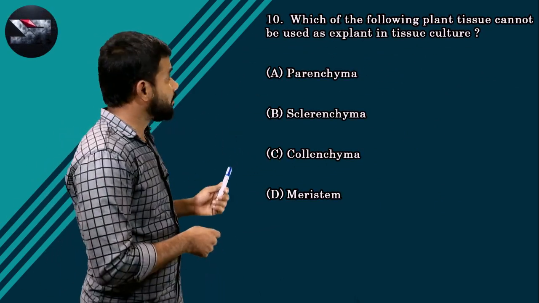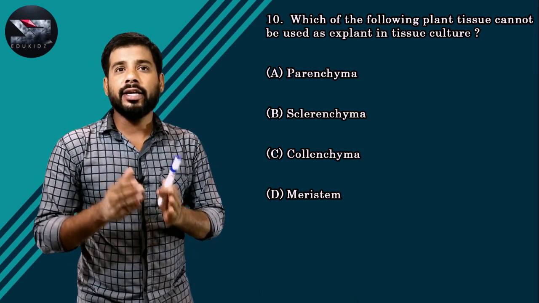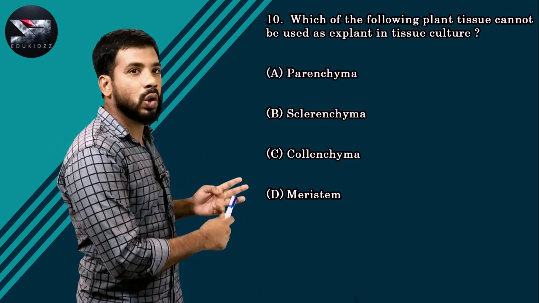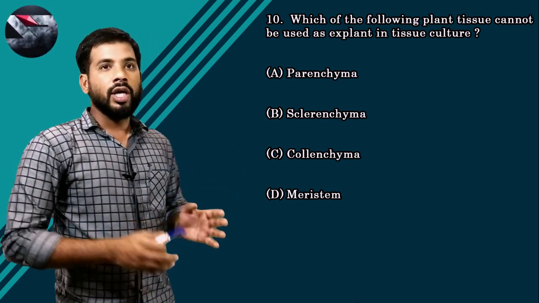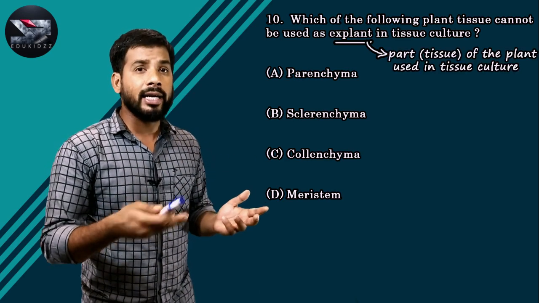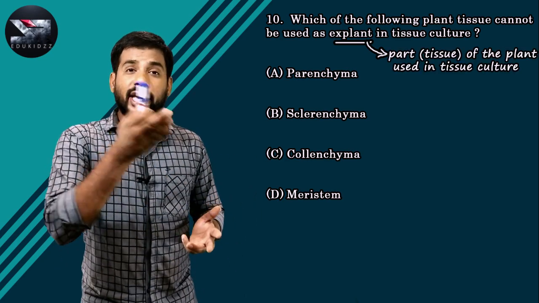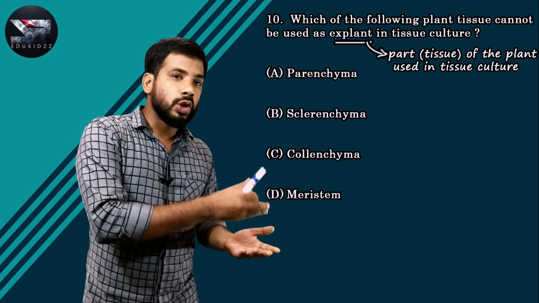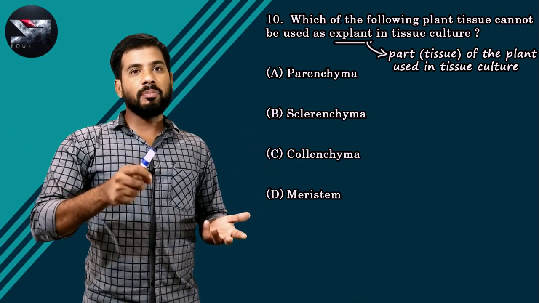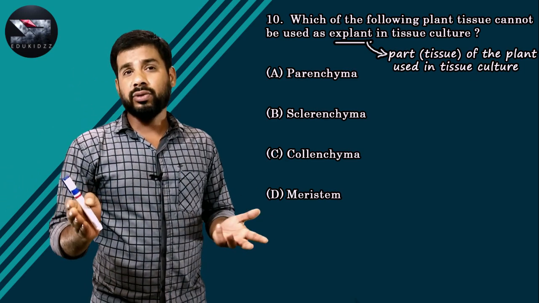Now the last and 10th question of this episode is, which of the following plant tissues cannot be used as an explant in tissue culture? There are 4 options again: parenchyma, sclerenchyma, collenchyma, and meristem. First of all, what is an explant? An explant is any part or tissue of a plant that can be used in tissue culture to regenerate the whole plant body, isn't it? But here you must remember, one tissue cannot be used as an explant.